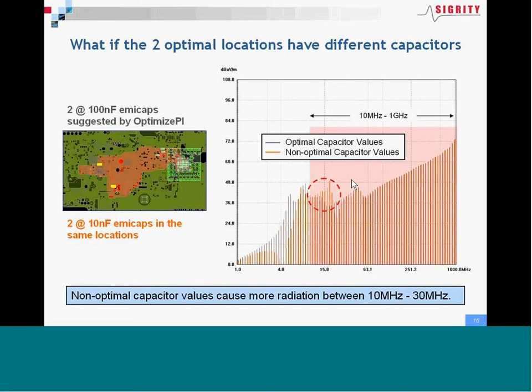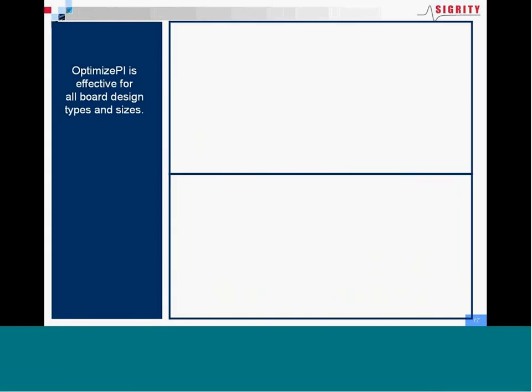And this emission is the E-field plot from Power SI, as I mentioned, but users don't really have to use Power SI to do this radiation plot. Everything can be done in Optimi PI. Users just look at the impedance plot from Optimi PI and reduce the impedance everywhere on the power plane cavity. Optimi PI is effective for all board design types and sizes.